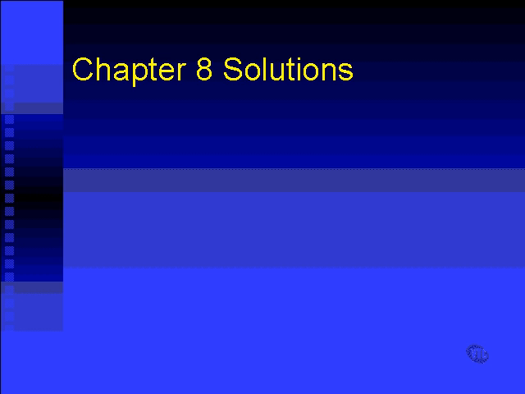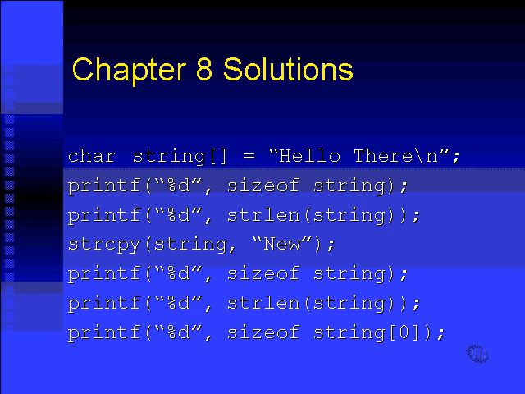Here are the solutions to Chapter 8. How did you go? Okay, let's look at that code fragment again. What do the various printfs come up with?